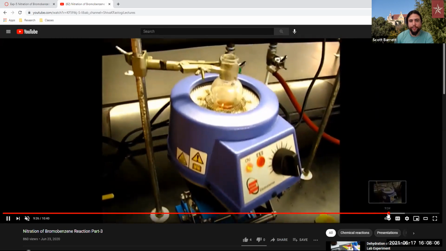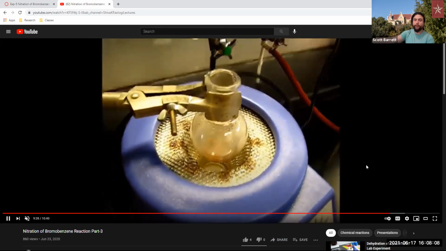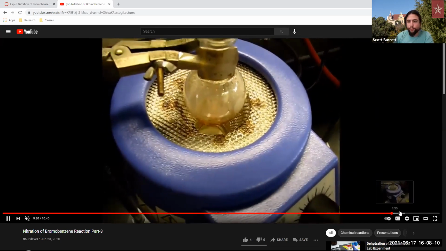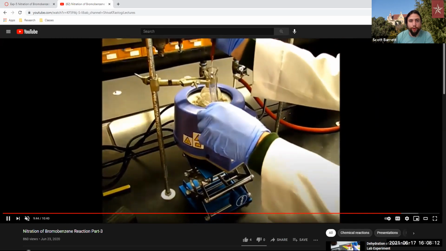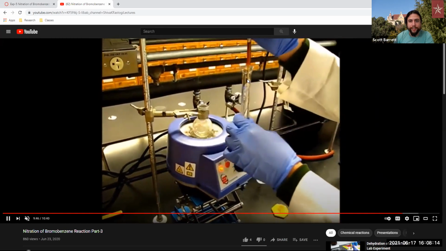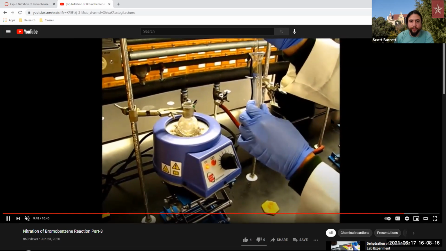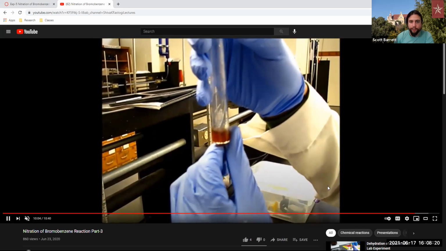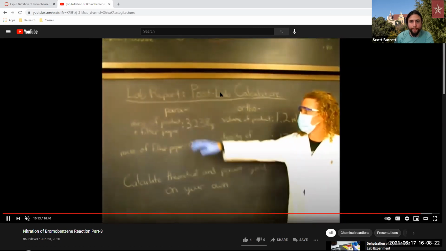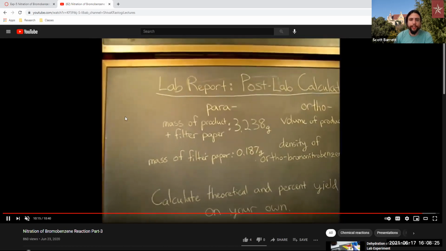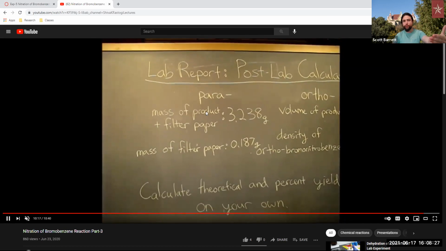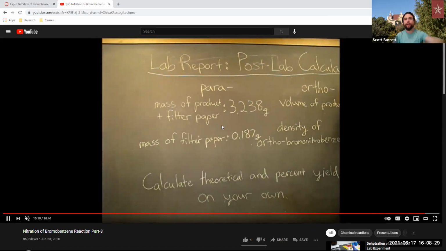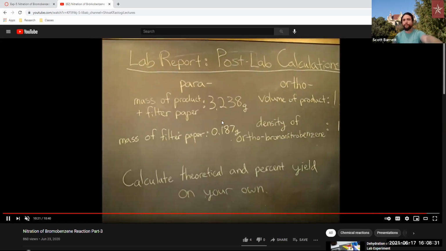And then finally, since we've boiled off all of our ethanol, we're left with our pure, nice ortho-bromonitrobenzene. And you can see it's very dark colored because of the bromine and nitro. Very dark here, okay? So finally, you can calculate it by removing the mass of your filter paper from the mass of your product to get the para.